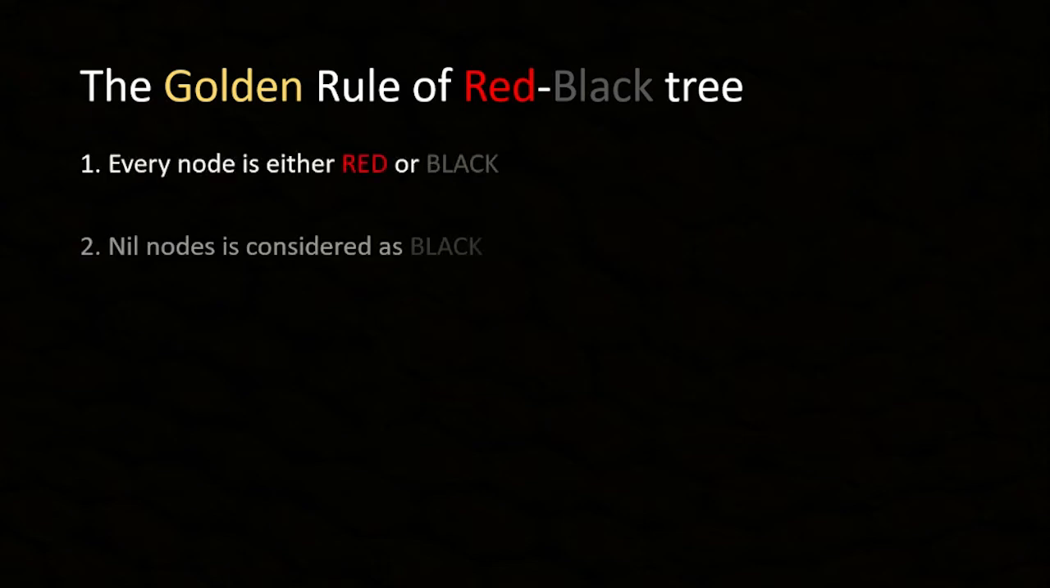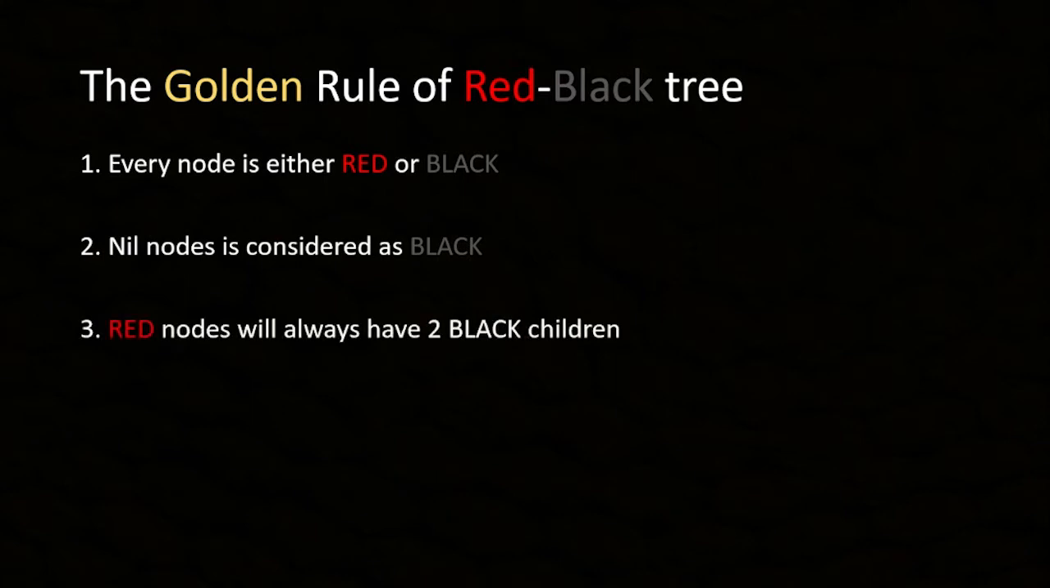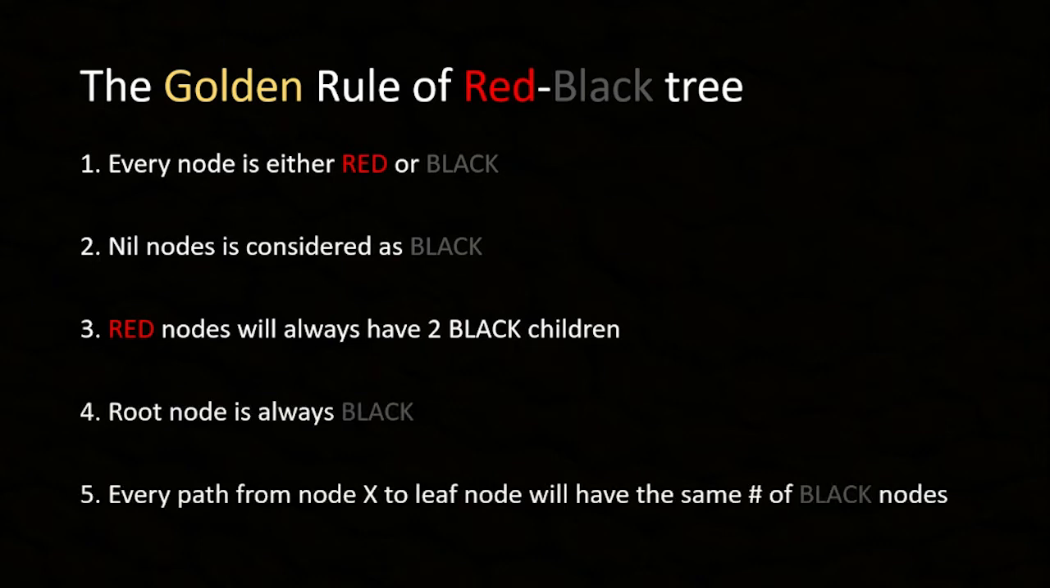We will need to remember the golden rules of red-black trees, the rules that make red-black trees what they are. Every node is either red or black. No node is considered as black. Red nodes will always have two black children. And the root node is always black. Every path from node X to a leaf node will have the same number of black nodes.